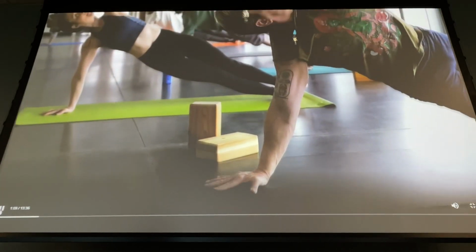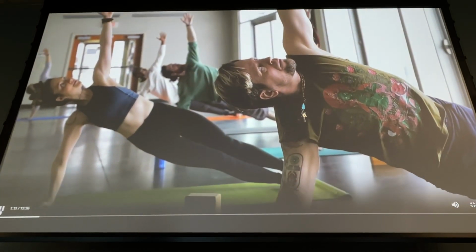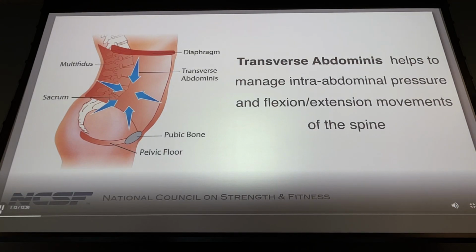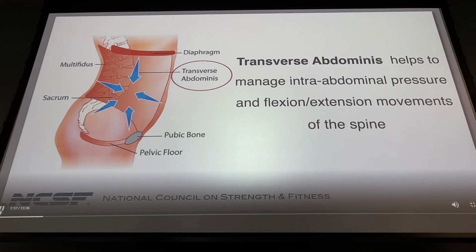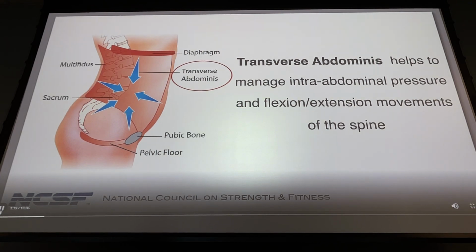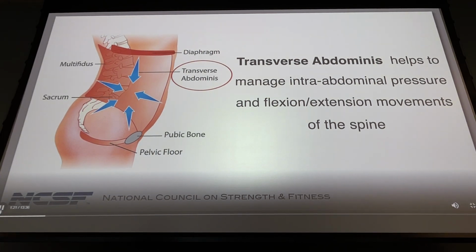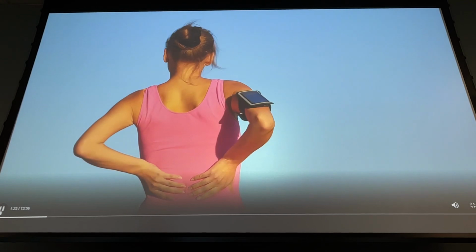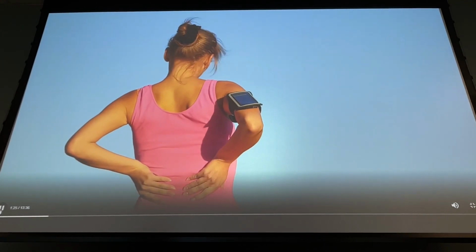Let's further examine the inner unit. First off, we have the transverse abdominis, which helps to manage intra-abdominal pressure and flexion-extension movements of the spine. Delayed firing of the transverse abdominis is associated with poor stability and lower back pain.